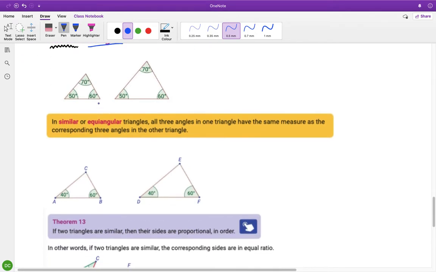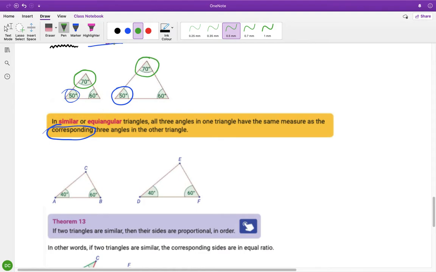If you look at this little picture I have here, we have a 50-degree angle over here, and that matches, this is an important word, the corresponding 50-degree angle over here. So we say they are corresponding angles. Here I have a 70-degree angle in the little triangle, and I have a corresponding 70-degree angle in the big triangle. And then here I have a 60-degree angle in the small one and a corresponding 60-degree angle in the big one. So those two triangles are equiangular because the angles are equal.